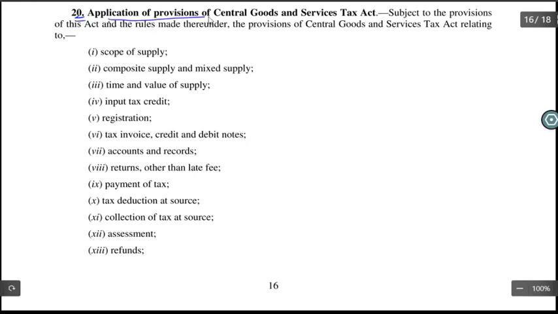Application of provision of CGST Act. Application of provision of Central Goods and Service Tax Act.